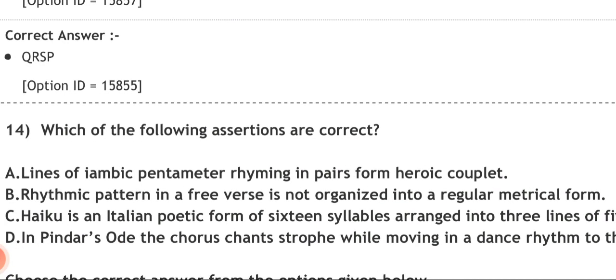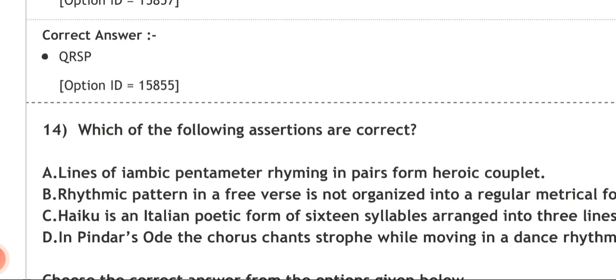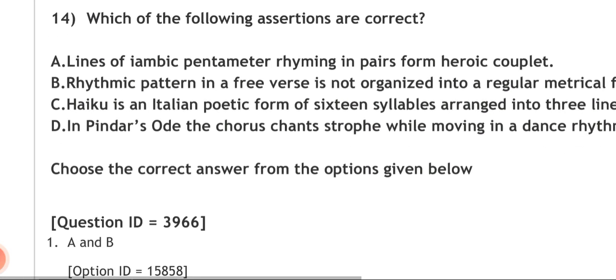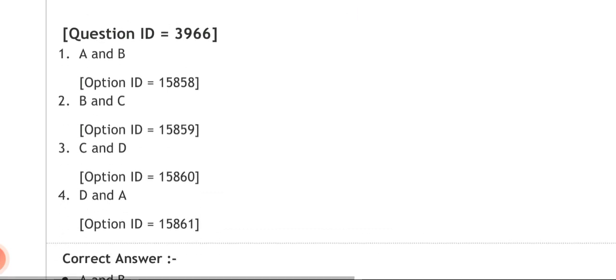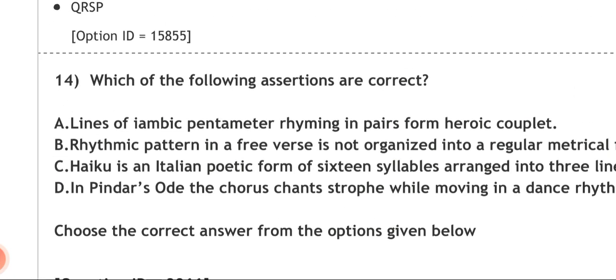So which assertions are correct? A, B, C, D, or B, C, D? Like that, you have to choose. Here options are given: A and B, B and C, C and D, D and A. So which one will be the correct one? Answer is A and B. Okay, so as haiku is Japanese, that's why C is eliminated, because here Italian is given. So in that way, you have to eliminate. That's why you have to know the basic form.